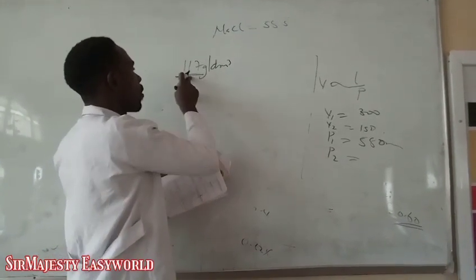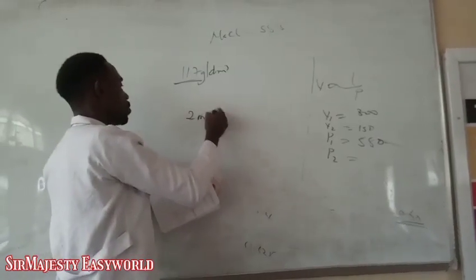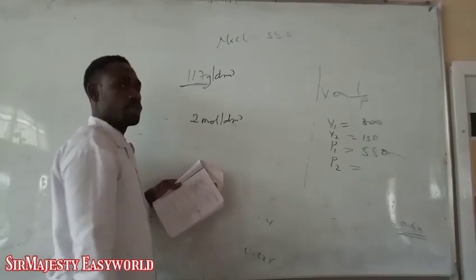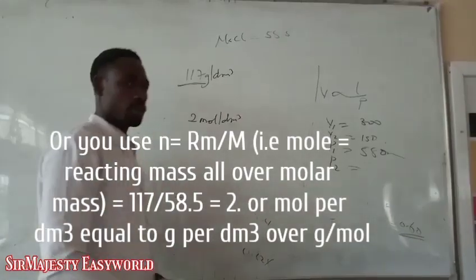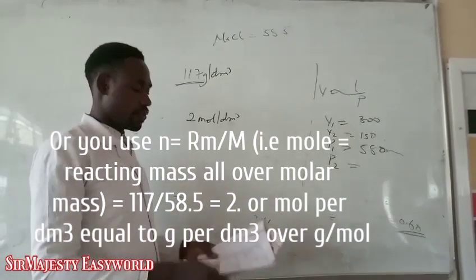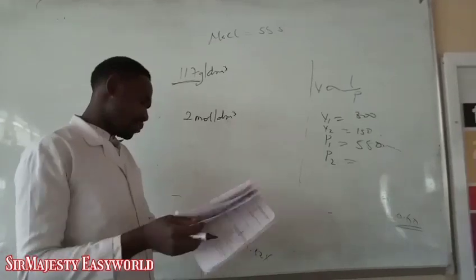that's the mass concentration. They asked us to convert this to moles. Simple, 117 divided by 58.5. So the answer is 2 moles per what? Dm cube. As far as sodium chloride is concerned, you may not waste time going to solve if this is this, if that is that. So that is it for the cheat. Let's see other examples.